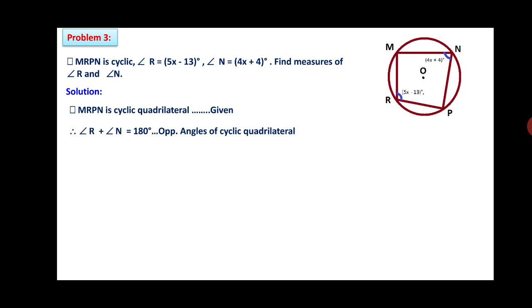Therefore, angle R plus angle N is equal to 180 degrees. Now substitute the values. Angle R is 5x minus 13 plus angle N is 4x plus 4, which is equal to 180. We'll add up 5x and 4x, that will be 9x, minus 13 plus 4, that is minus 9, is equal to 180 degrees. Therefore, 9x is equal to 180 plus 9, that is 189. Therefore, x is equal to 189 upon 9. Therefore, x is equal to 21 degrees.